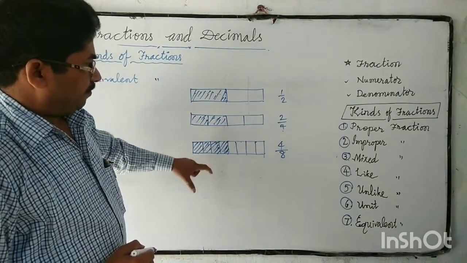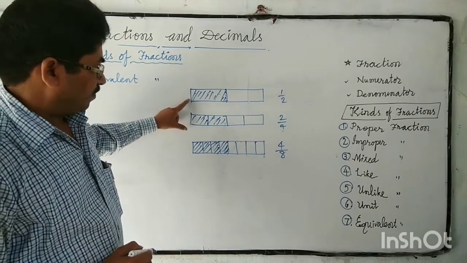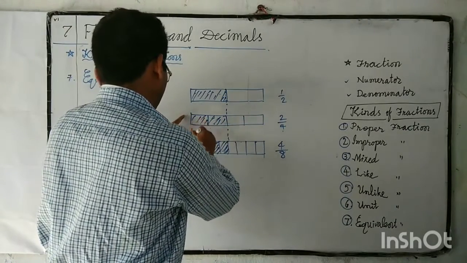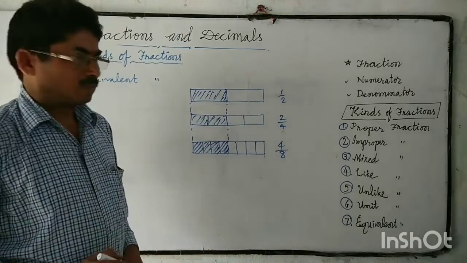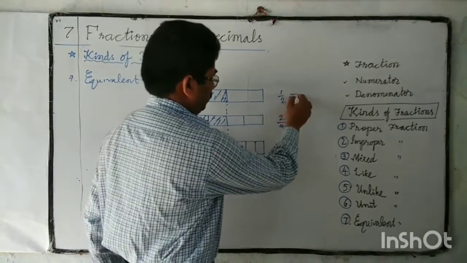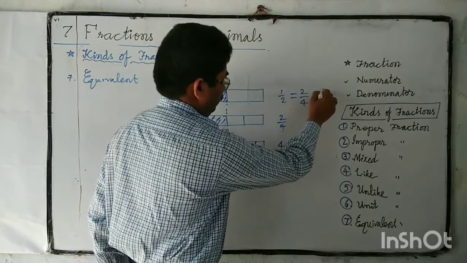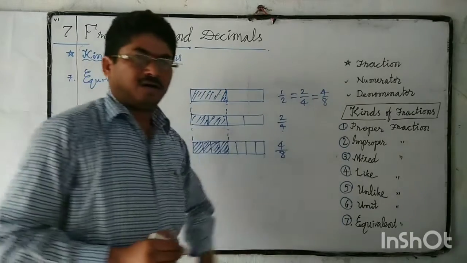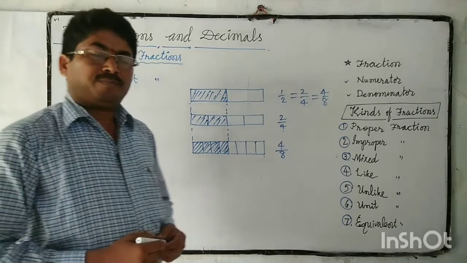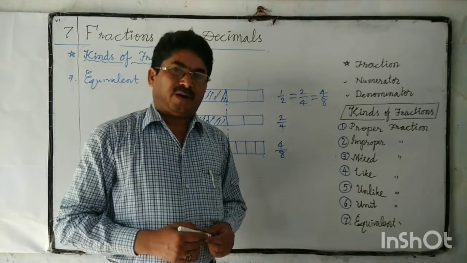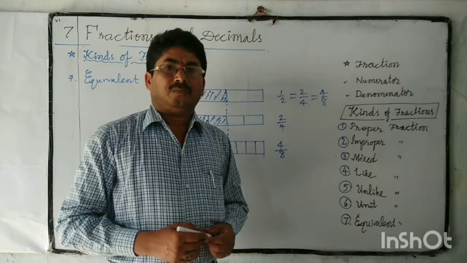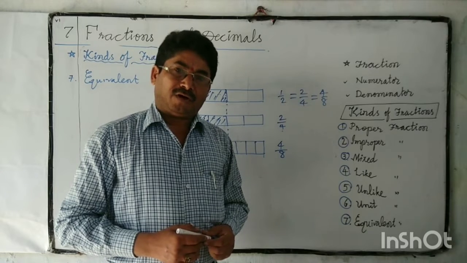We can understand well by observing these pictures. These all are same parts. So that's why these fractions also same. 1 by 2 is equal to 2 by 4 is equal to 4 by 8. These are called equivalent fractions. Each proper or improper fraction has many equivalent fractions.